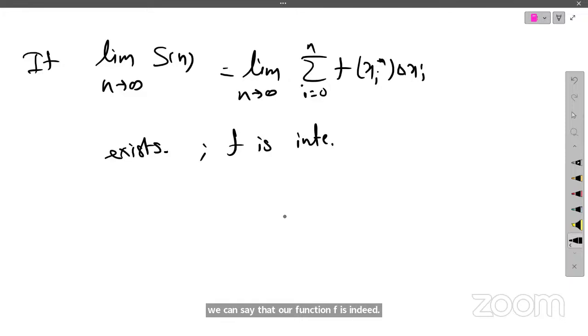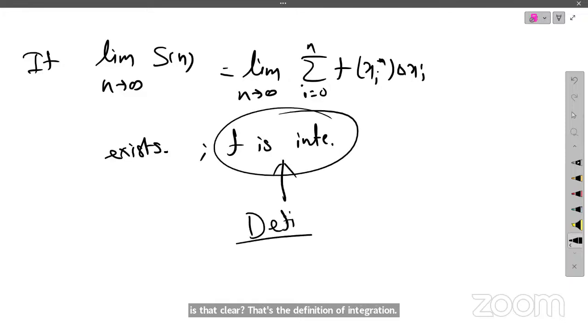Okay, is that clear? That's the definition of integration. It's something we are deriving. It's a definition of integrable. So that means this is how the integration of any function is defined initially, at the very starting of integration theory. That's the first definition of how we can say that a function is integrable or not.